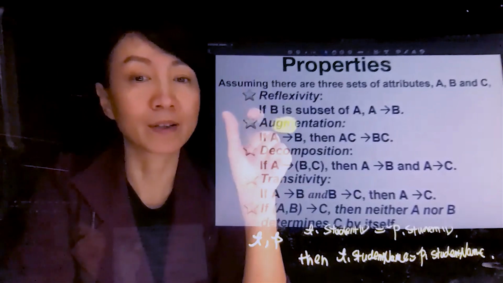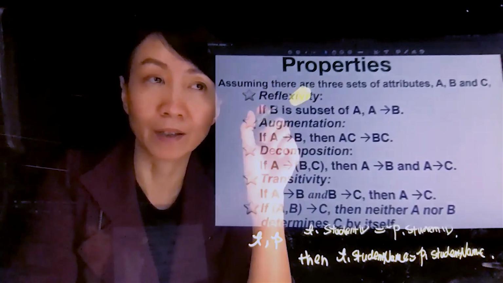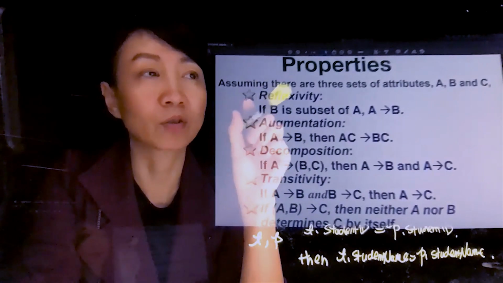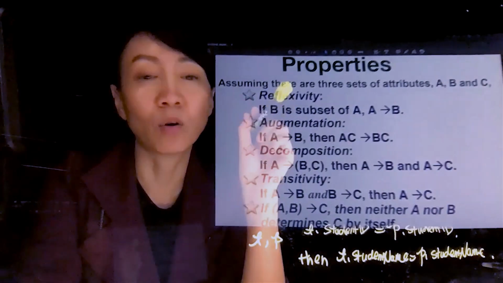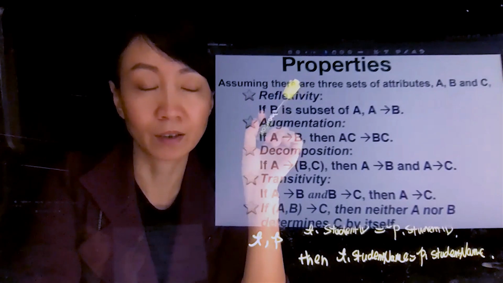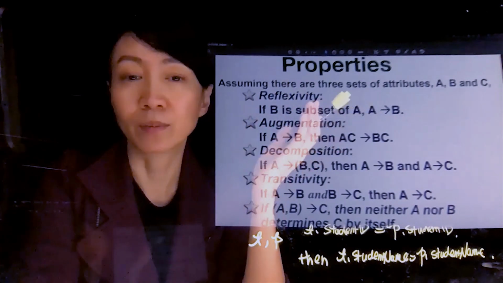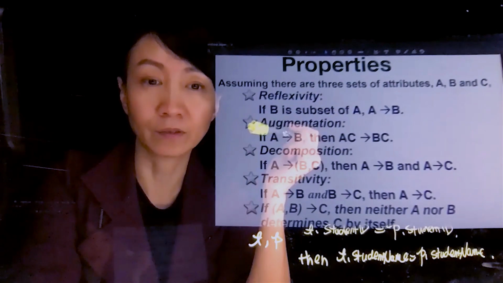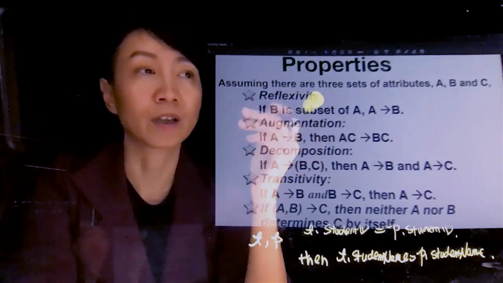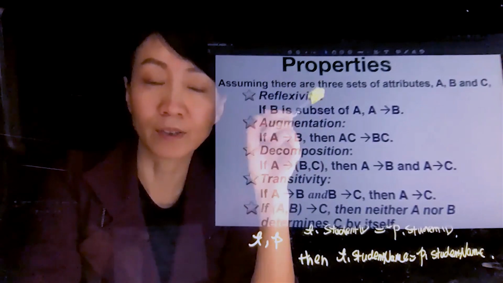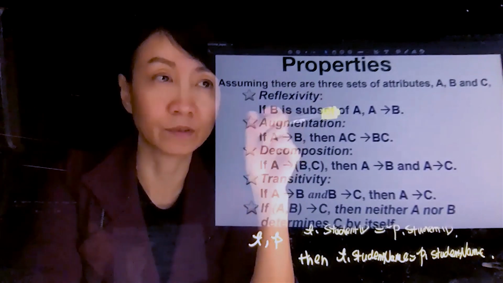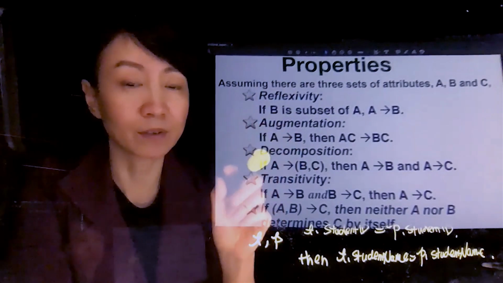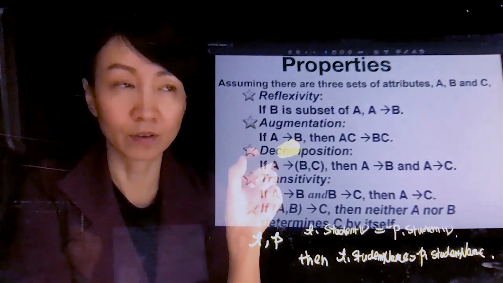The first property is reflexivity. So this means if B is a subset of A, then A can always determine B. Which makes sense because a set can determine itself, and of course, it can determine a smaller set, a subset of itself. So this is reflexivity.